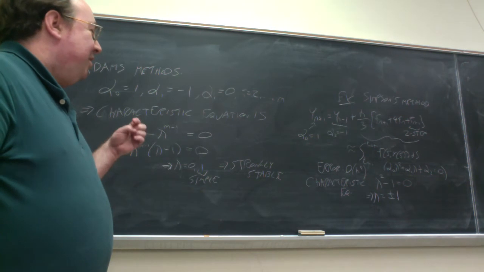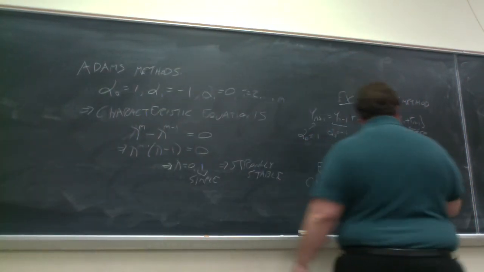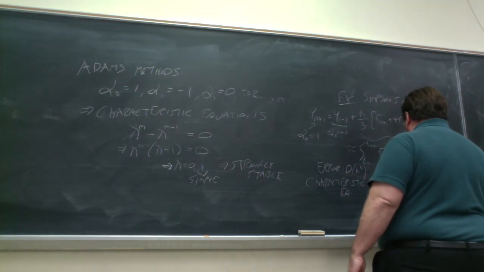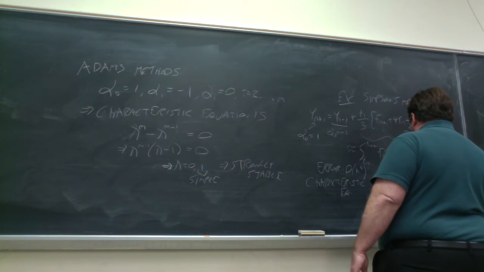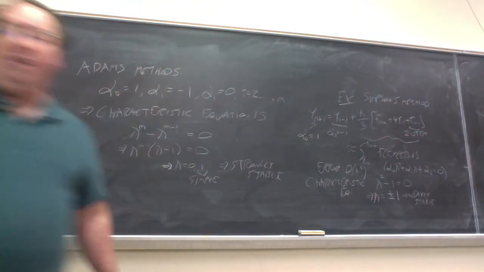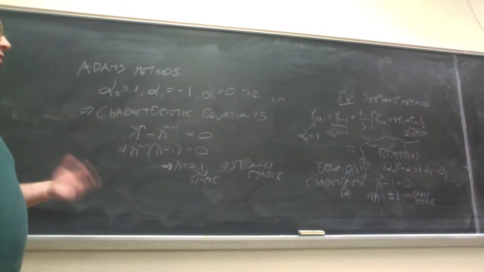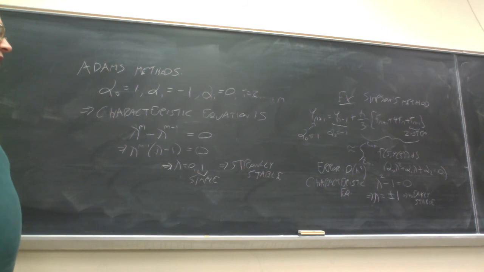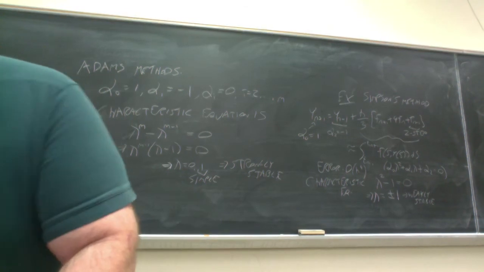Okay. So there are two roots on the unit circle, plus or minus 1. So this method is weakly stable because of that root of minus 1. So while it's a very good method in terms of local truncation error being h to the fourth, because of the weak stability, it's a method that's not very popular compared to other multi-step methods.